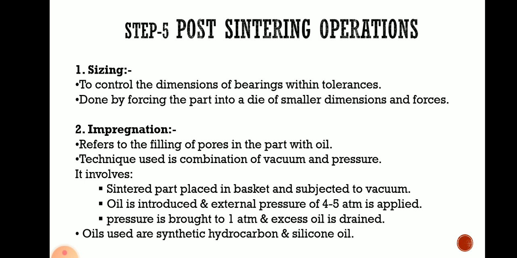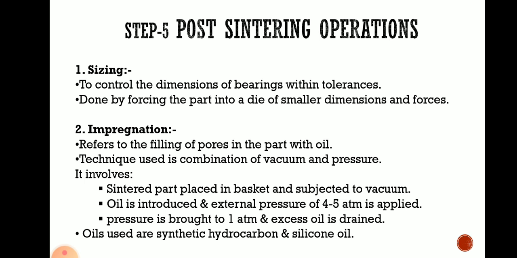What is sizing and what is impregnation, we have seen in the first few videos of this chapter. Again I will tell you, in sizing we are controlling the dimensions of the bearing within tolerance. One master die is taken, and the sintered bearing is kept on that master die and pressurized by small pressure, so that it gets the exact size of the master die, and you get the final component with precise dimensions. That is done by forcing the part into a die of smaller dimension. So that is done in sizing.